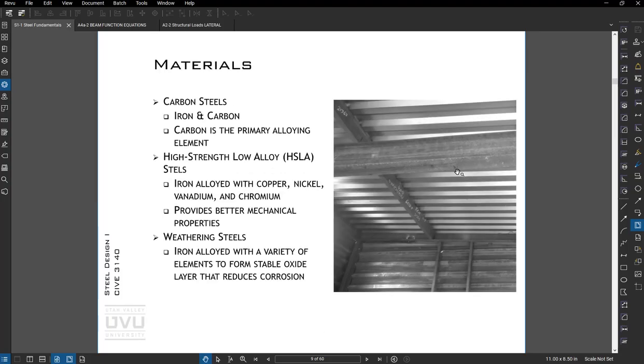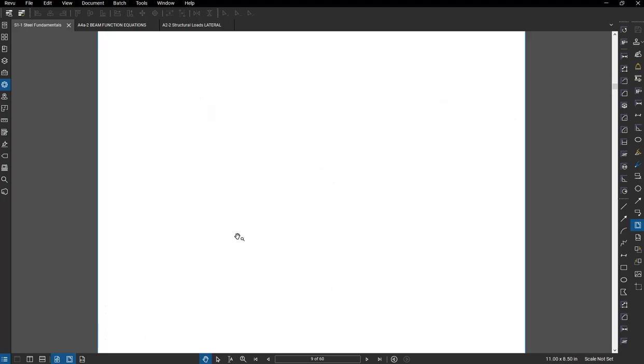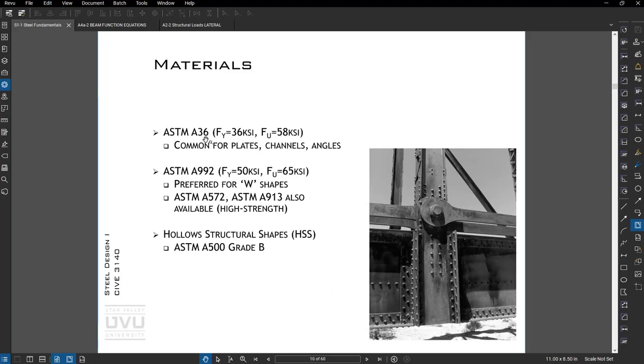Okay, so different types of materials. The major classes are the carbon steels, which are like the A36, high strength, low alloy steels, which are nicer from a property point of view, and then weathering steels where it creates an iron oxide film that reduces the propensity for corrosion. So A36 is common for plate, channel, and angles. A992 is common for wide flange shapes, so that actually consists of a lot of the steel produced today. And then hollow structural shapes are A500, grade B, although grade C is starting to replace it.